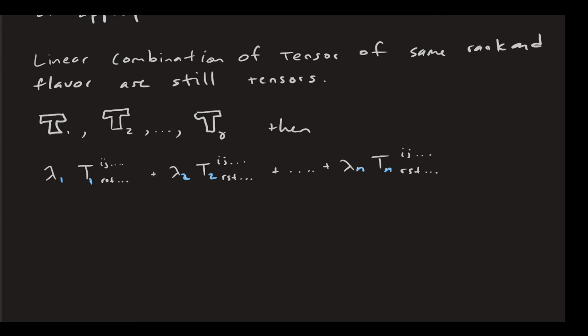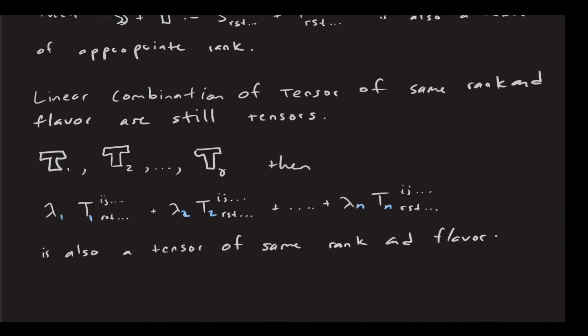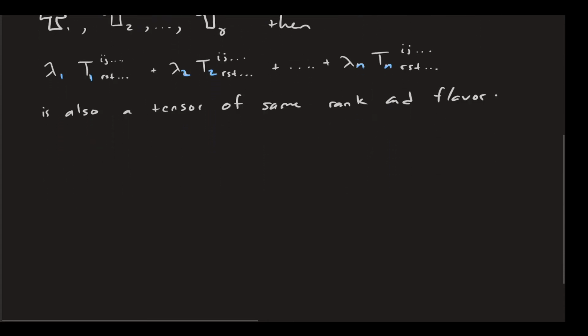So that is also a tensor of the same rank and flavor. All right, so now what else can we do with tensors? We can add them together, we can multiply them by a constant, and it's still a tensor. That's fine. Something else we can do is called the outer product of tensors.